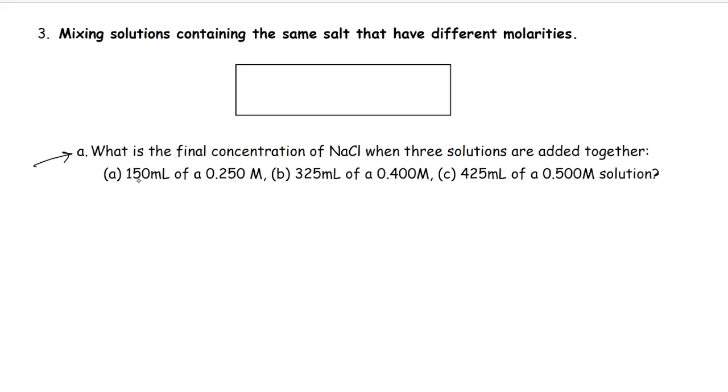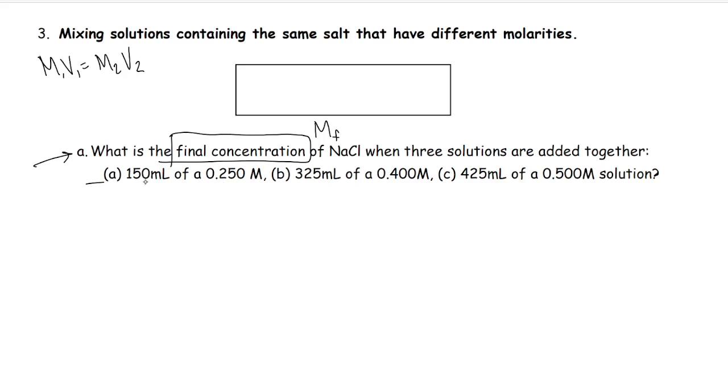First, we have 150 milliliters of a 0.25 molar concentration. I have 325 milliliters of a 0.400 molar concentration and 425 milliliters of a 0.5 molar solution. So the question is, what is the final concentration? So I'm going to abbreviate final concentration as my molarity F for final. And then we're still using the same foundational equation for this, which is that M1V1 equals M2V2. We're just going to adjust it a little bit so that we can take into account that we're adding all of these things together.